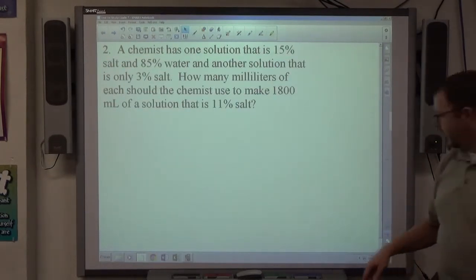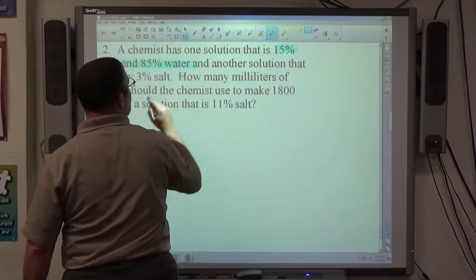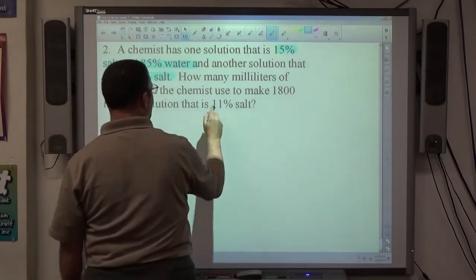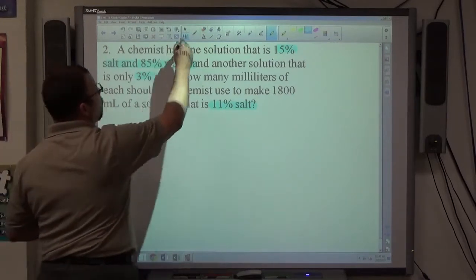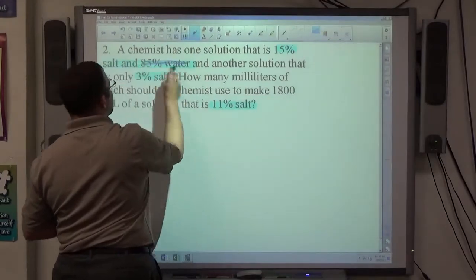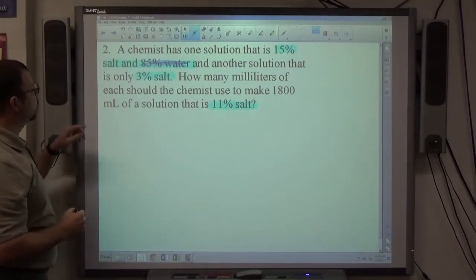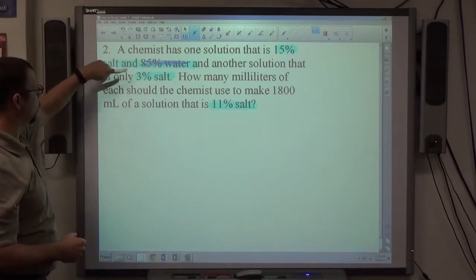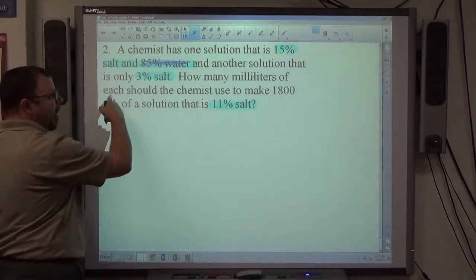Number 2, same idea. A chemist has one solution that is 15% salt and 85% water. Now there's 3% salt. We're trying to make 11% salt. And what we can see here is there's percent salt, percent water, percent salt, percent salt. The percent water is just extra information that's not helpful. So we're mixing the too strong 15% salt to the too weak 3% salt, trying to create an 11% salt solution. Again, how many milliliters of each?